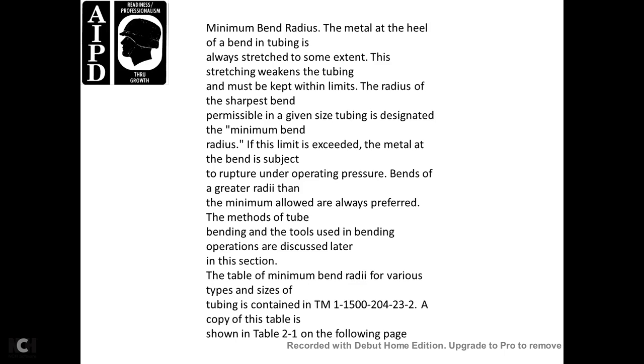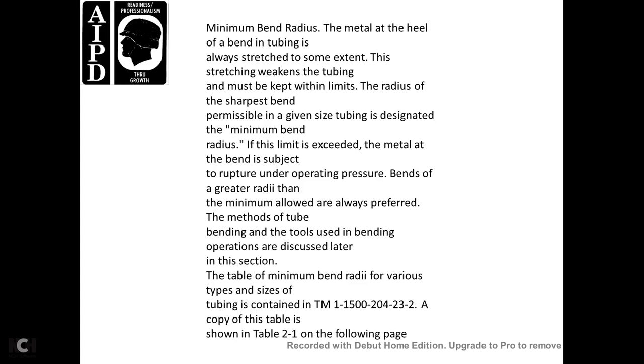Minimum radius bends. The middle of the heel of the bend in tubing will always stretch to some extent, but the stretching and weakening of the tube must be kept within limits. The sharpest bend permissible for a given size of tube is designated by the minimum bend radius. If the limit is exceeded, the metal at the bend is subject to rupture under operating pressure. Bends should have greater radii than the minimum allowed. Also, the preferred method of bending depends on the bending tools used, as discussed later in the section.